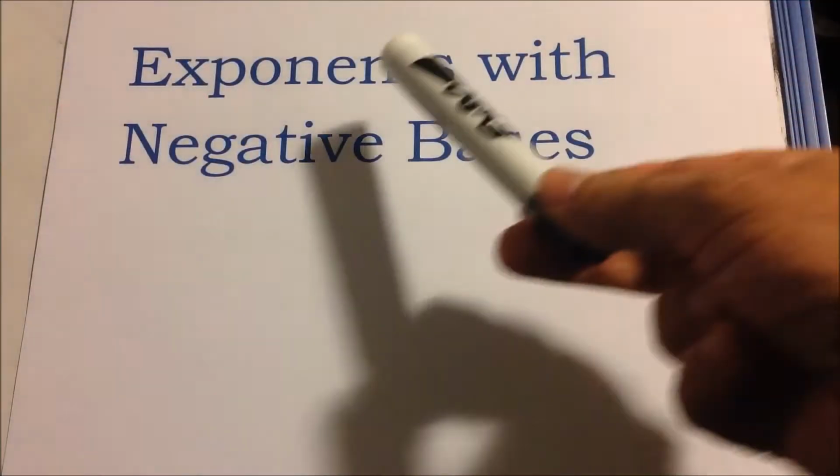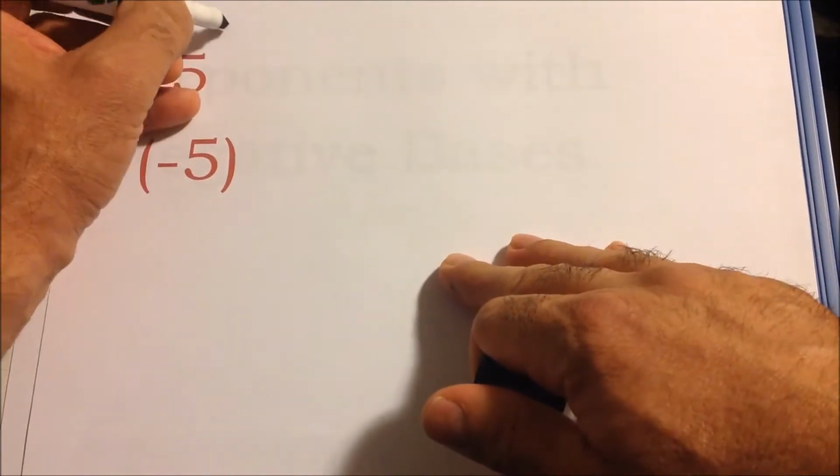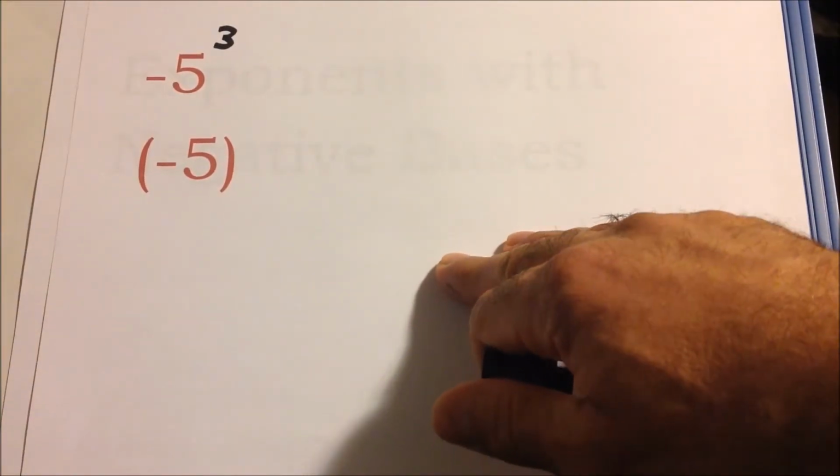Okay, here's our video on exponents with negative bases. So let's look at some rules here. Let's say we had a base of -5, and I put an exponent, let's put 3. So keep this in mind.